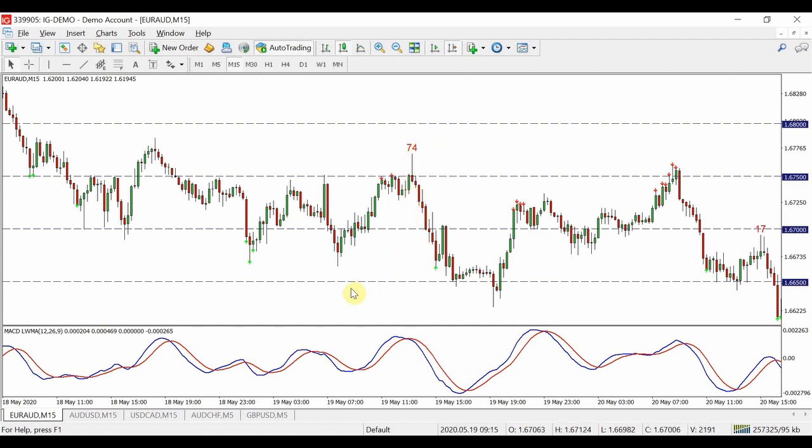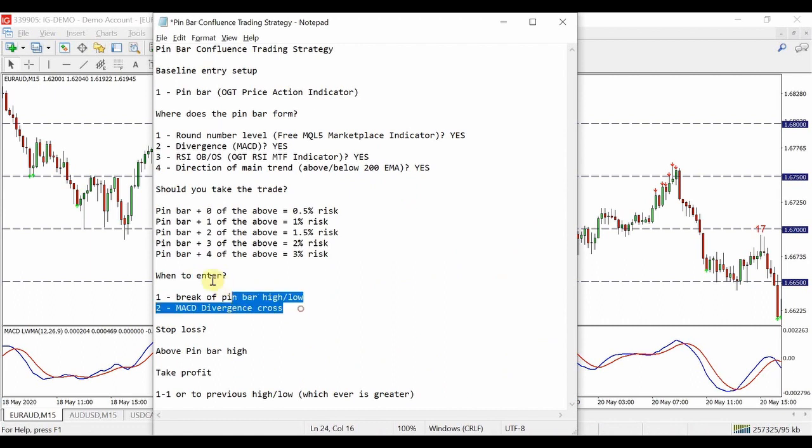And again, if you've got any questions on that, leave me a comment below or drop me an email. I will walk you through it. So we've got that example there of when to enter. But if you don't have MACD divergence, you just go on the break of the pin bar, or a candle closing below the low or the high.